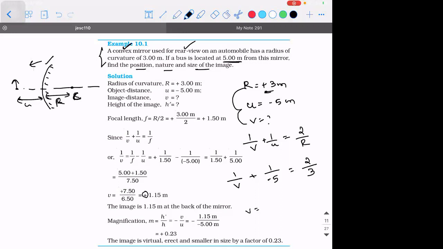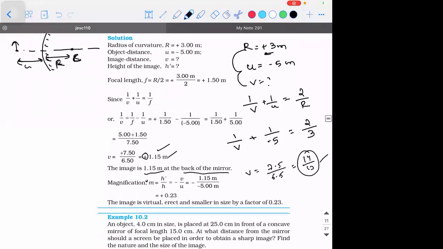So, okay, from here you can calculate B. It comes out to be 7.5 divided by 6.5. That is nothing but 14 divided by 13. Whatever is the answer, you can make a note of it. It is 1.15 meter at the back of the mirror. Now, what about the magnification?